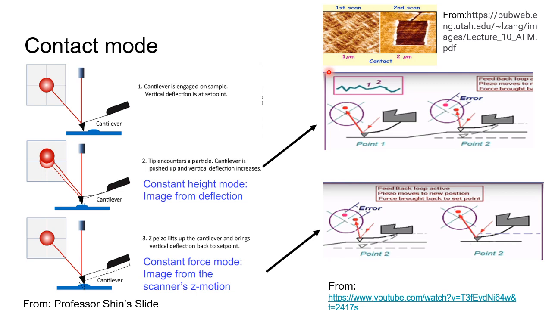After collecting XY coordinate data and deflection, an image is generated with respect to the change in deflection in grayscale. Constant force mode maintains the same deflection of the cantilever. When the cantilever experiences a change in force through elevation, the Z piezo recalibrates the deflection by moving upward or downward, and the image is generated with respect to the change in Z piezo in grayscale.